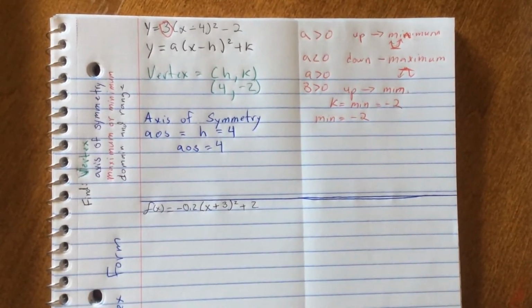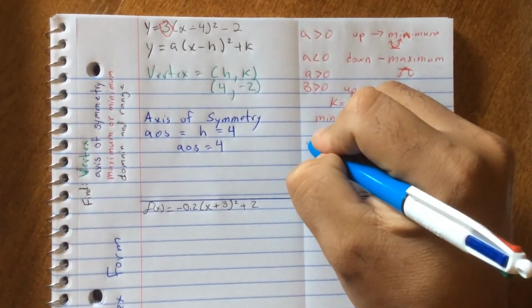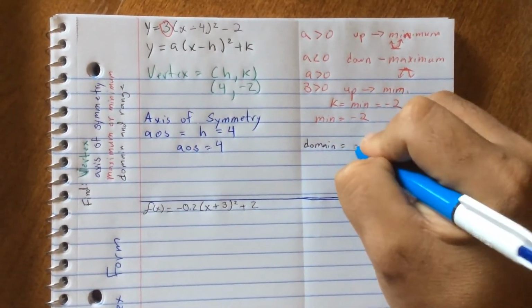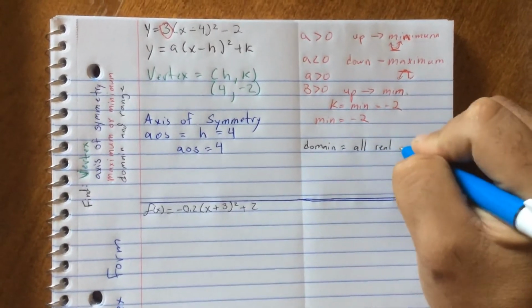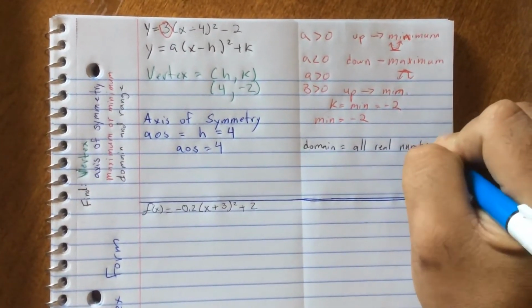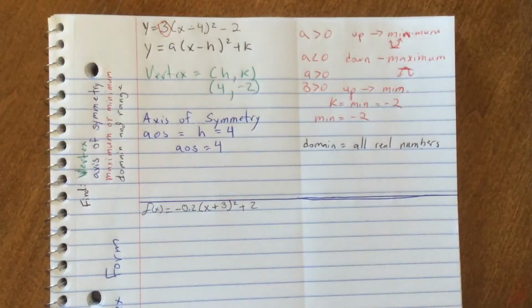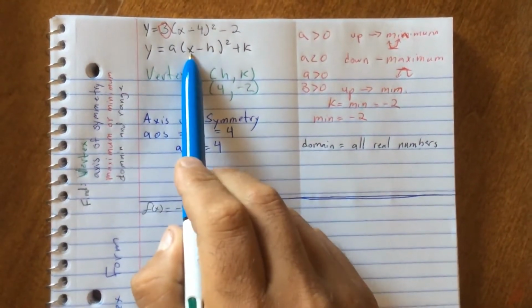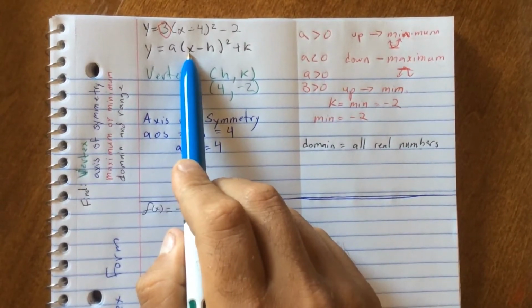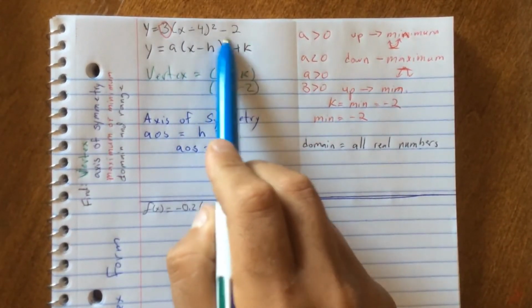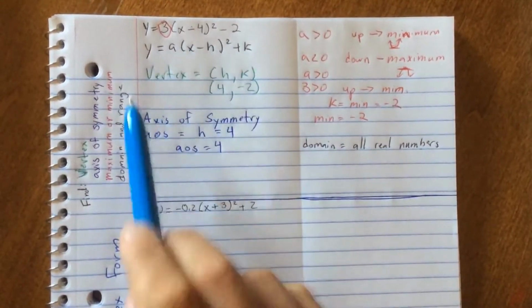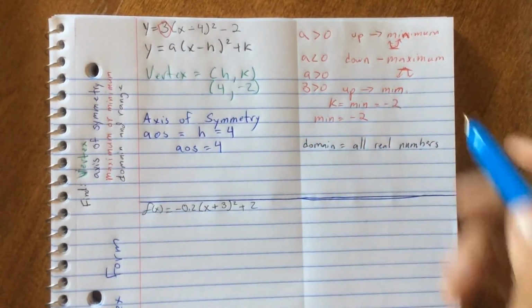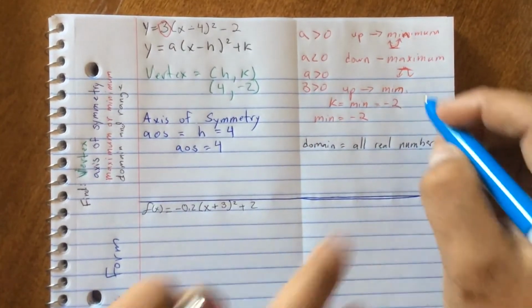Now we look at our domain and range. Our domain is going to be equal to all real numbers. The domain is all real numbers because x is not restricted by anything. It can be negative, it can be positive, and it doesn't matter because it's going to be squared, so it's always going to come out positive. There's really nothing restricting it. And since this was a minimum, the graph is going to be going upwards like this.